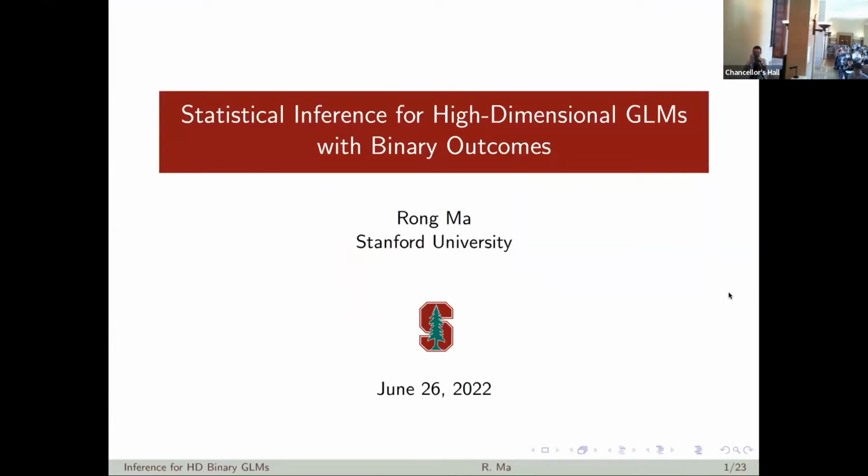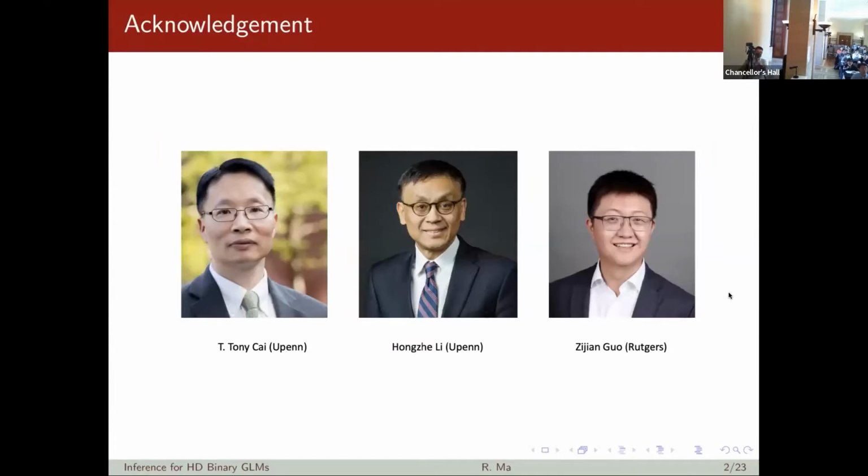And for today's talk, I'm going to discuss some of our recent work on the statistical inference for high-dimensional GLM with binary outcomes. Most of the results I'm going to present today were mainly done during my PhD study at the University of Pennsylvania under the joint supervision of Professor Tony Cai and Professor Hongzhe Li, and also in collaboration with Professor Zijian Guo from Rutgers University.